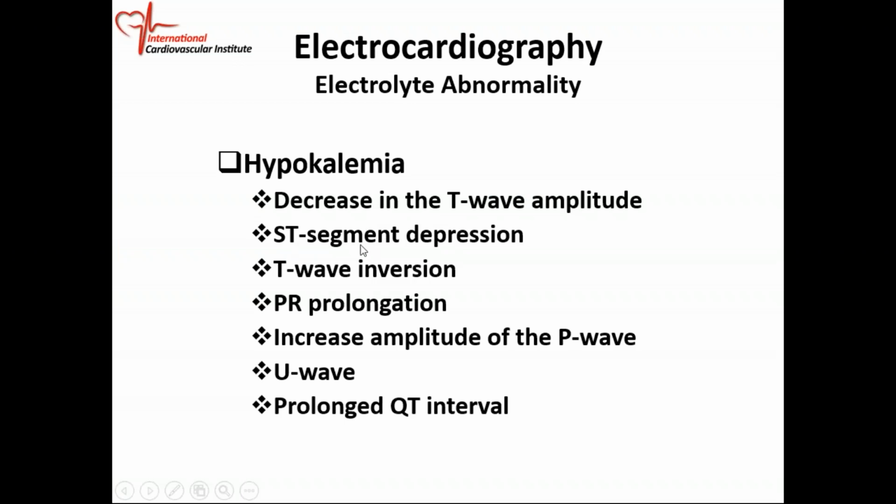The ST segment is depressed somewhat. Your T wave is inverted, and this is very common. T wave inversion, prolongation of your PR interval, and instead of a small P wave amplitude, you get an increased amplitude of the P wave. You get these U waves and a prolonged QT interval. This prolonged QT interval is what gives you the ventricular tachycardia.